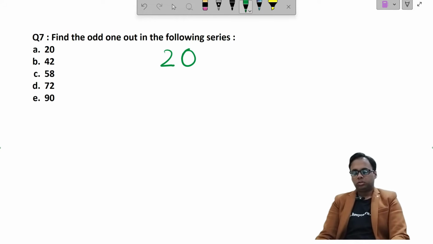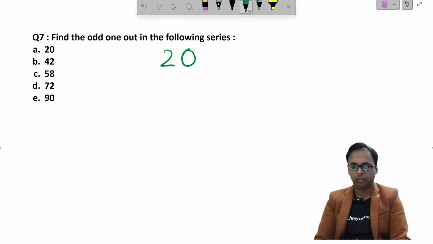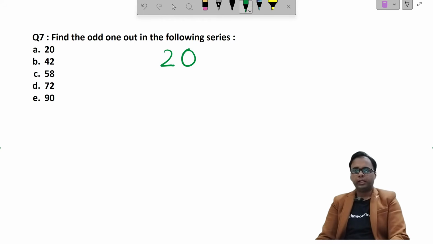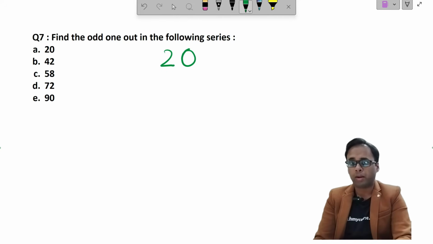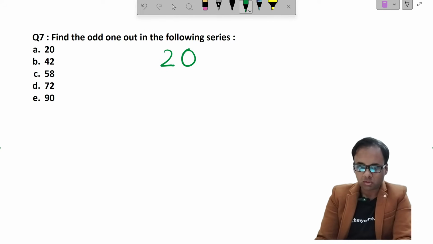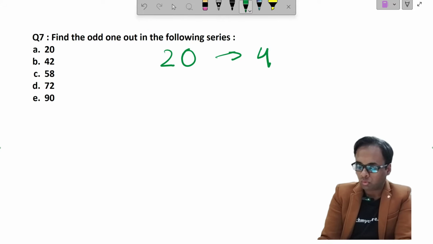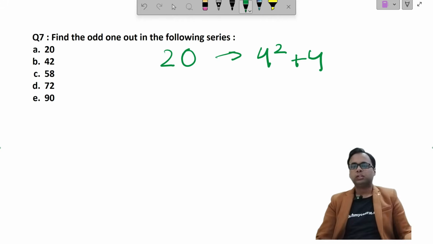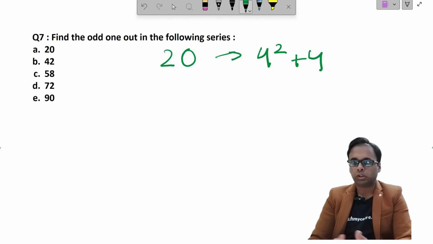We have to find out certain specific thing about 20, whether it is a prime number. No, it is not a prime number. Okay. So let us try to express 20 in terms of its square series if it is not a prime number. So how can we express it? In the nearmost terms, it can be 4 square plus 4. Now I'm not sure whether this pattern will be followed in all other options or not. I'm not sure about that.